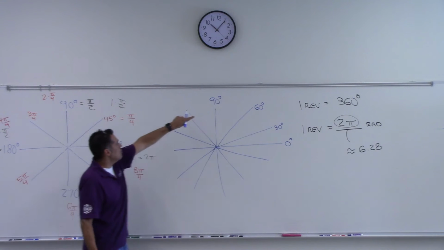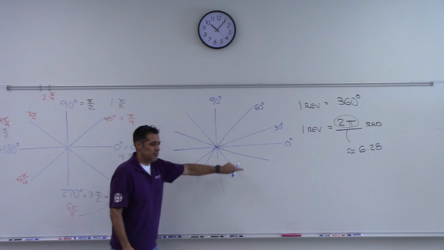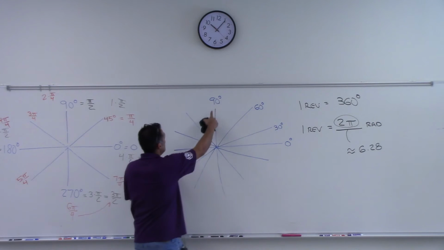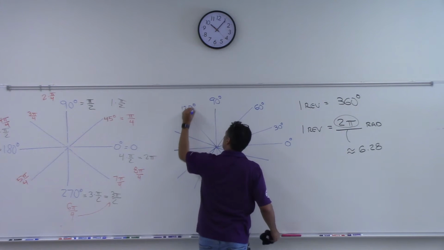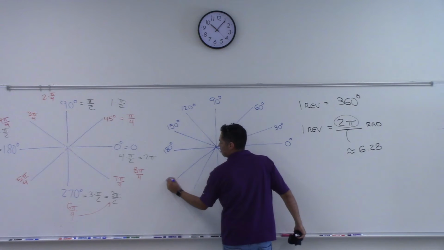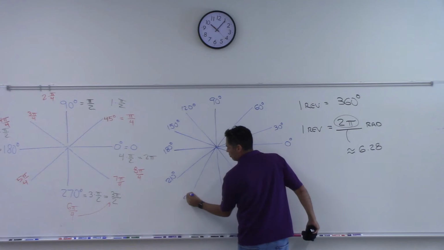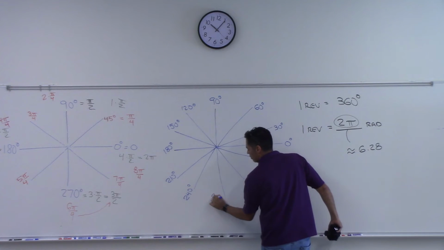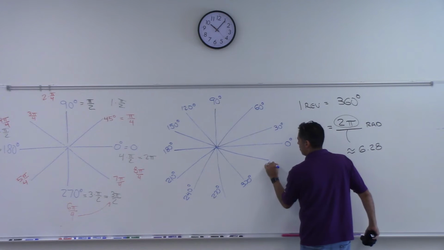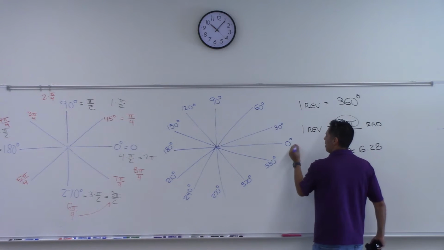So let's just keep going around and do all the angles in degrees. And to do that, aren't we just adding 30 each time? Right? So we're going to have 90. Let's see, this is 120, then 150, then 180, then 210, then 240, then 270, then 300, then 330, and then we get back over here, this is 360.